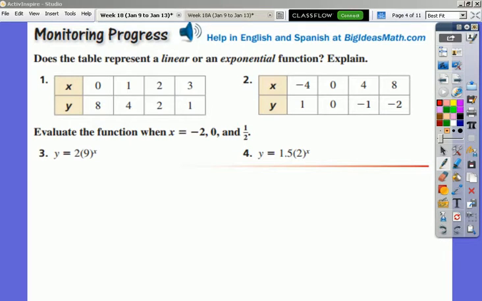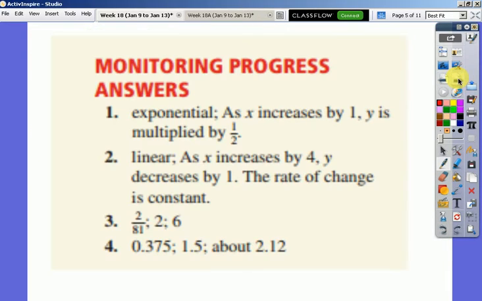Okay, so if you're following along on video, make sure that you do pause this and give it a try. My question for you guys is, looking at number 3, what is your parent function? 9 to the x. What is your parent function for number 4? 2 to the x. Great. Okay, so here are the answers for that. Sorry, it's a little fuzzy. I didn't zoom in enough when I copied it, so it looks a little 8-bit.